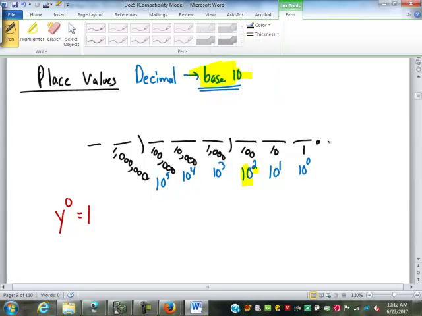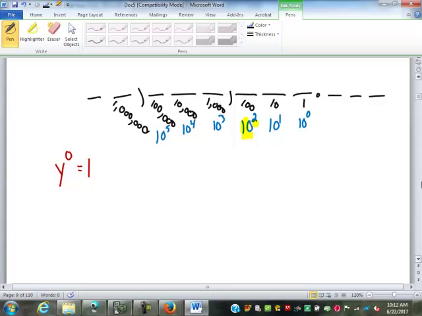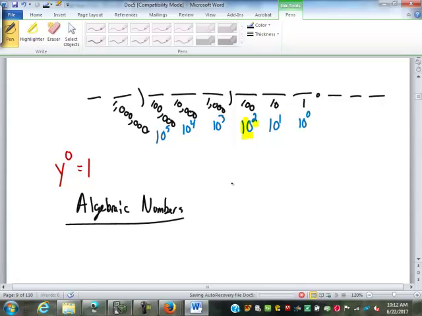That also explains our decimal place values as we go this way, by the way. We get into negative powers, which we're not quite ready to talk about yet. We'll deal with those in a little bit. What we're looking at in algebraic numbers is a similar place value system.